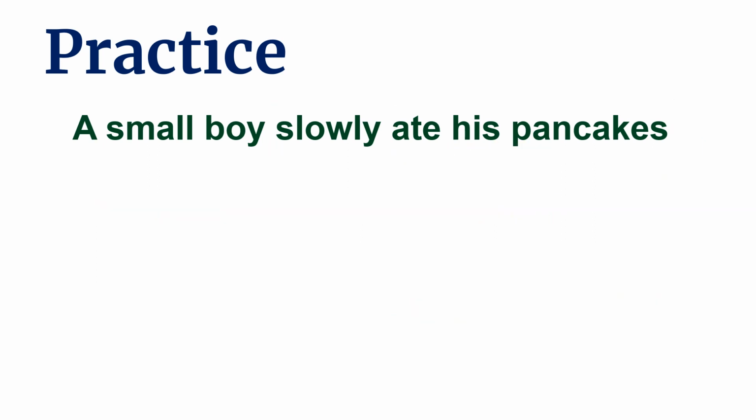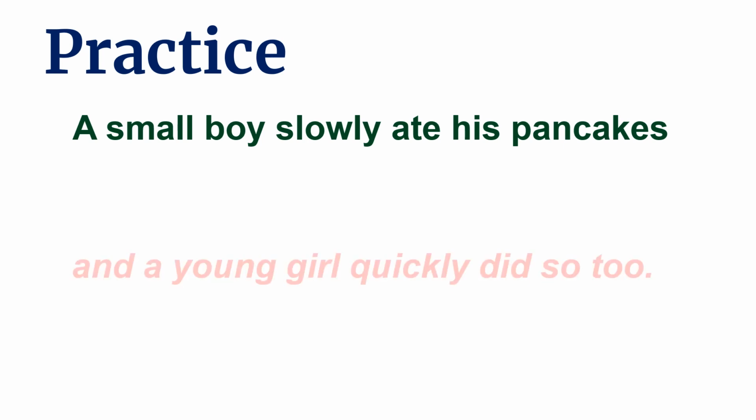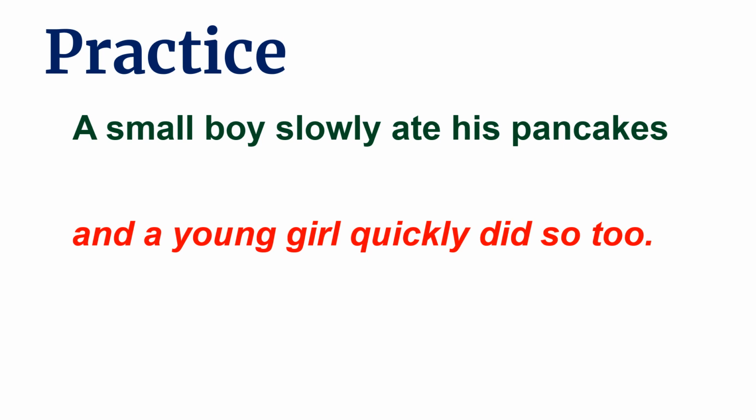And also we could do the do so test. A small boy slowly ate his pancakes and a young girl quickly did so too. Ate his pancakes and did so coordinate. So there's another constituent, ate his pancakes. See that ate his pancakes is also a constituent by the do so test as well.